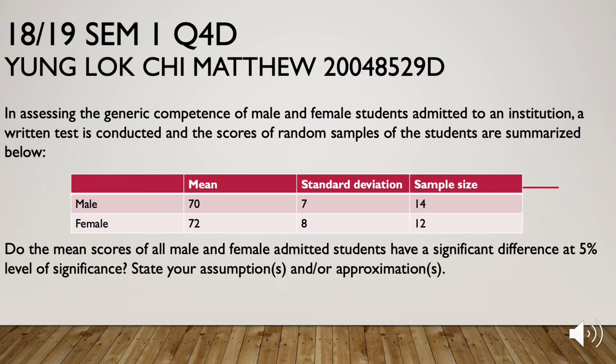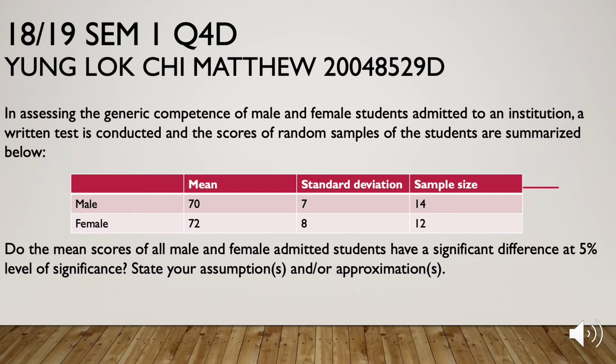I'm Yonglokshi Matthew, and I'm going to present question 4D from 18 and 19 semester 1. The question is about assessing the generic competence of male and female students admitted to an institution. A rated test is conducted and the scores of random samples of the students are summarized on the graph. According to the graph, the mean, standard deviation and sample size of male is 70, 7, and 14 respectively, and the mean, standard deviation and sample size of female is 72, 8, and 12 respectively.